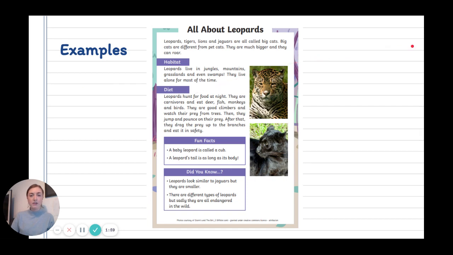Here's an example of a fact file. I can see from the title that this is all about leopards. What do you notice about the fact file? What stands out to you? I like that they've included pictures and I assume that those pictures are of leopards because that is what the title says. I like that they have good subheadings, so if I just wanted to know where they lived, I could go straight to habitat and read that leopards live in jungles, mountains, grasslands and even swamps.